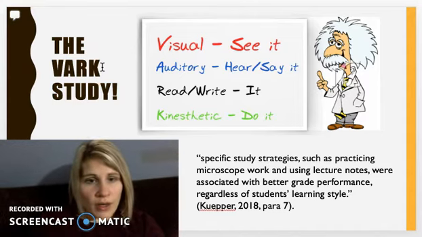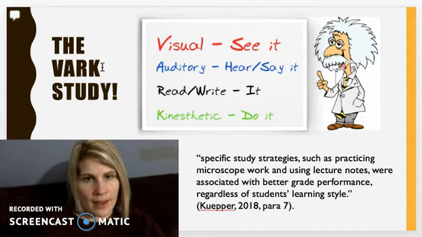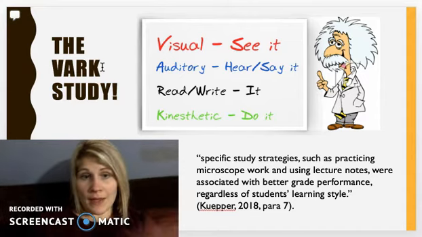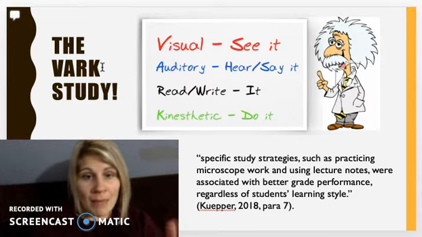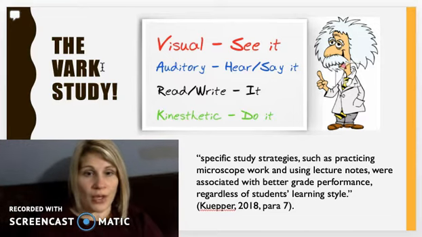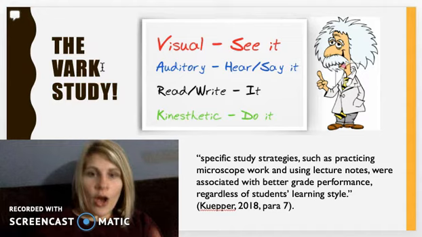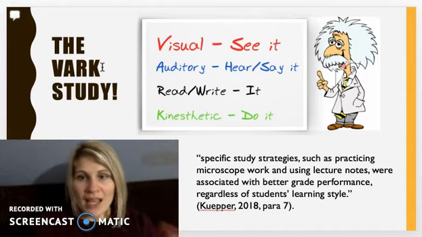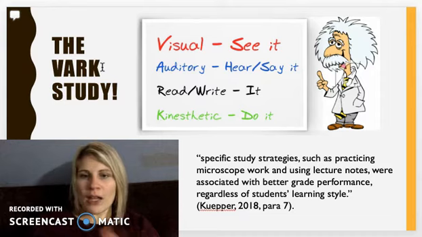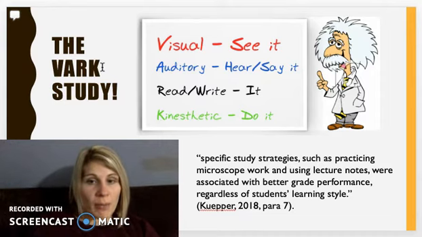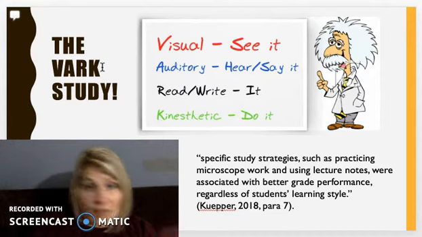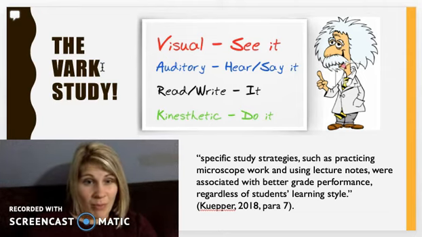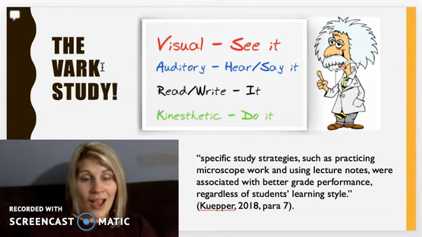If they were a visual learner and they studied by visual, it did not necessarily mean they were going to do well in the class. If they were a visual learner and they studied by auditory, it didn't matter. None of that really was helping the students. What did make a difference was specific study strategies. That was more important, such as practicing microscope work and using lecture notes, which were associated with better grade performance, regardless of their learning styles. And other things were associated with bad performance, like flashcards.